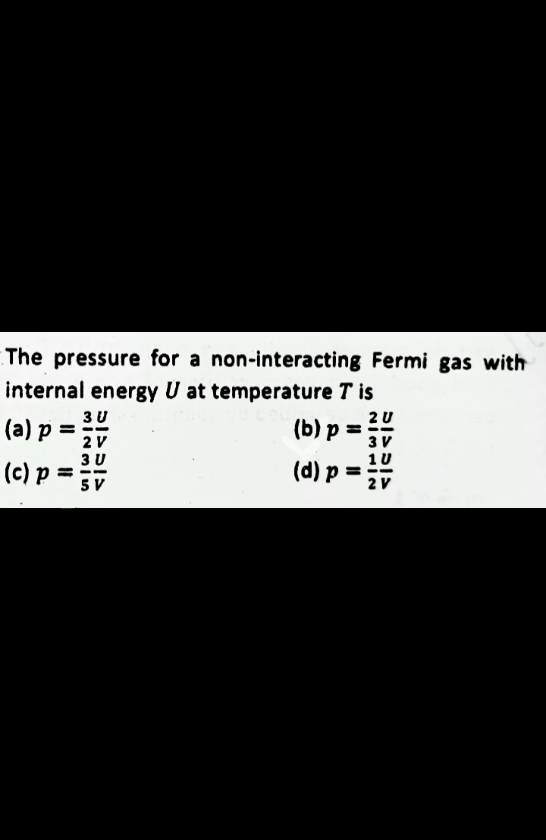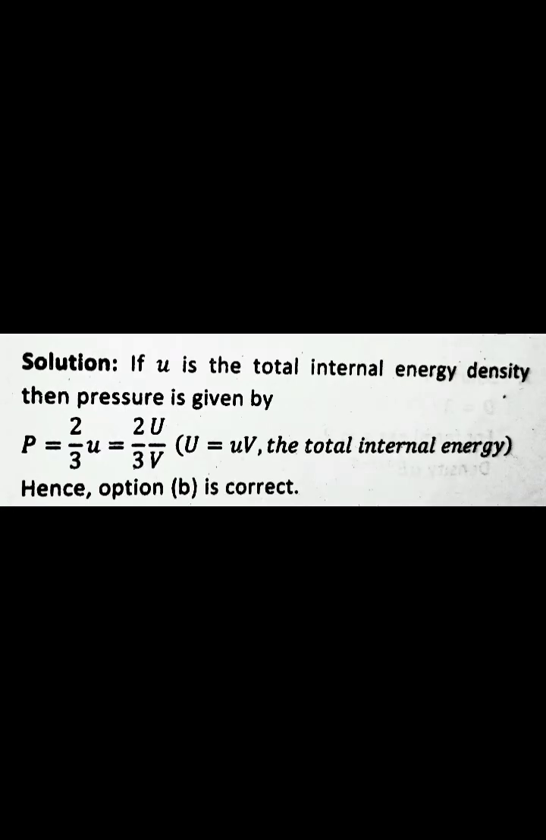The next question is, the pressure for a non-interacting Fermi gas with internal energy U at temperature T is dash. If U is the total internal energy density, then pressure is equal to 2 by 3 U, that is equal to 2 by 3 U by V, where U is equal to small u. So the answer is option B.